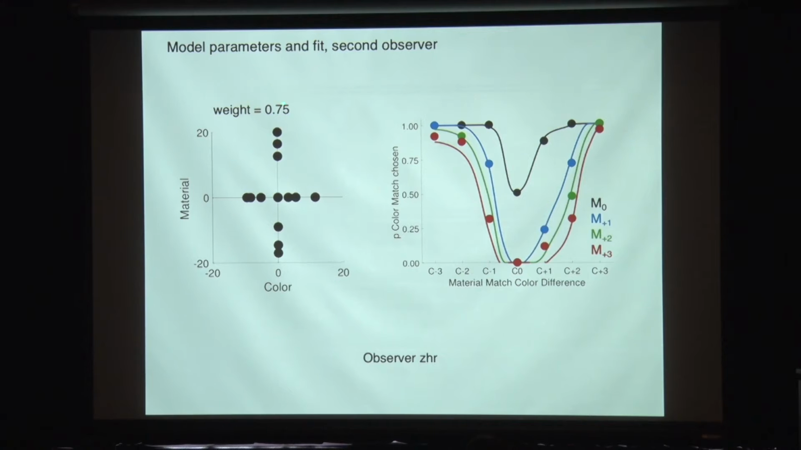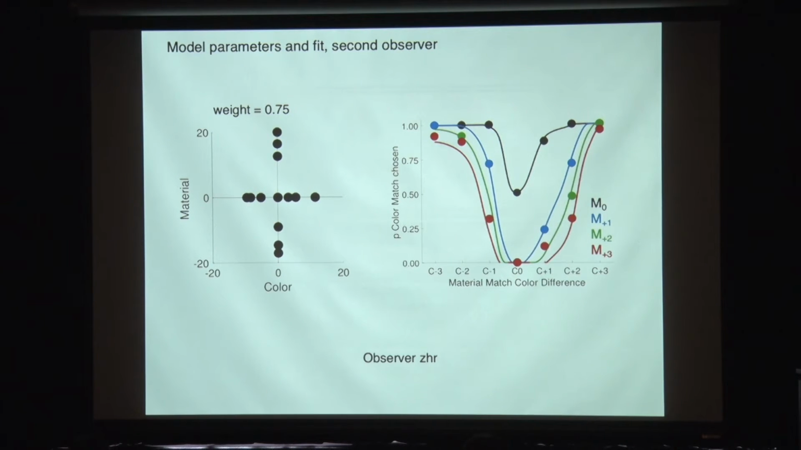This subject places more weight on color than on material, has a higher color material weight than the other. And you can see the pattern of the data is a little steeper here. That's the sort of explicit data-based expression of these two facts. But the model allows us to tease them apart and solve for them simultaneously.